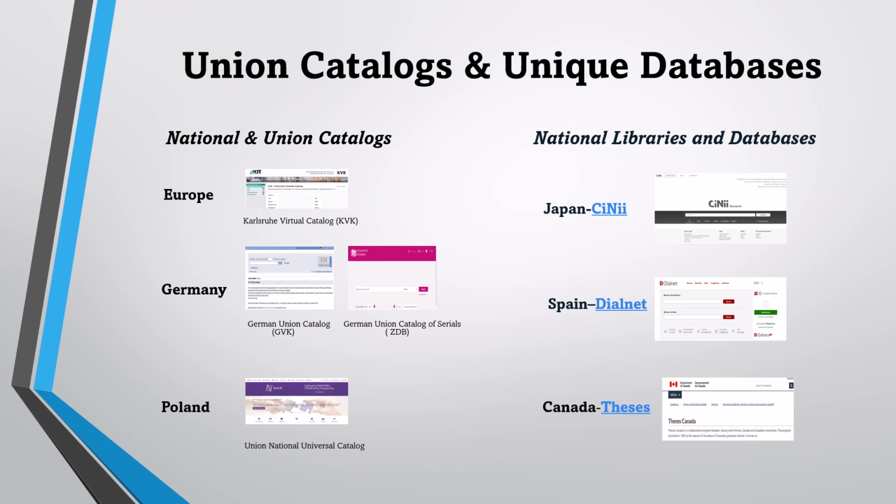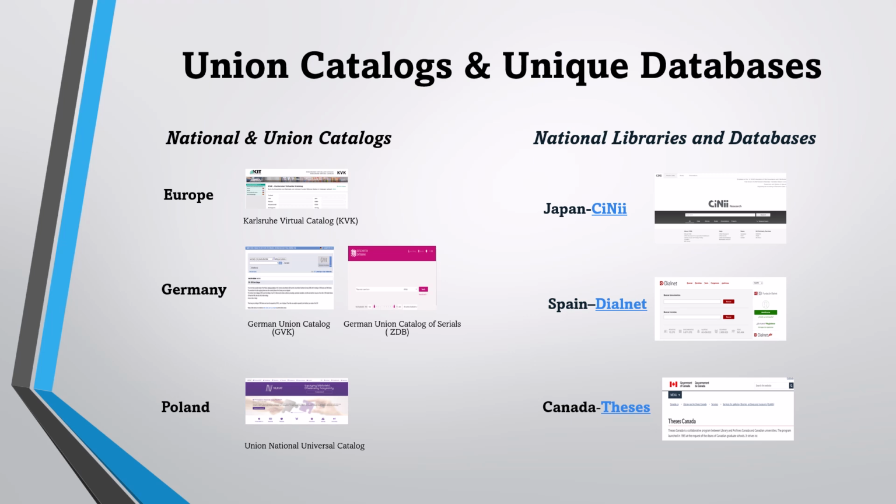Union catalogs and unique databases. Union catalogs and databases specific to country or region are other useful information listed on the toolkit. So far, the toolkit has 11 union catalogs. Here are a couple of examples in Europe, Germany and Poland.